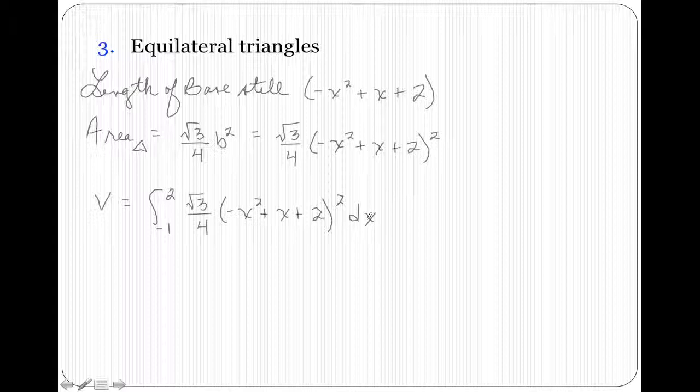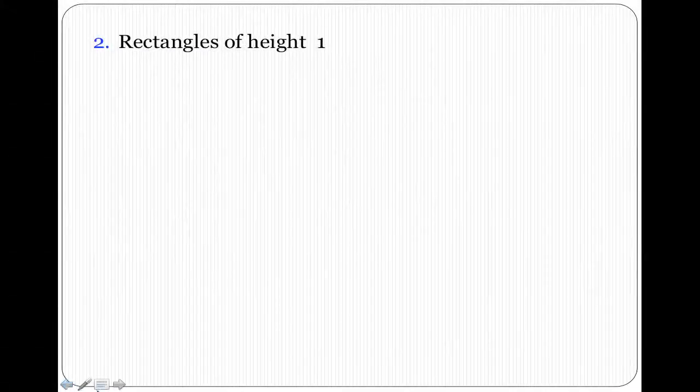Again, feel free to evaluate that on your calculator. Pause if you wish. And you should come out with approximately 3.507. And we'll go back and do the rectangle one. Notice it's the same 3 steps every time. So let's go back and do that rectangle one that we accidentally skipped. The length of the base is still that negative x squared plus x plus 2.